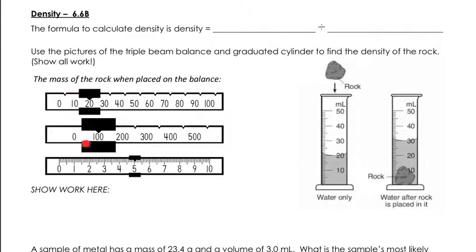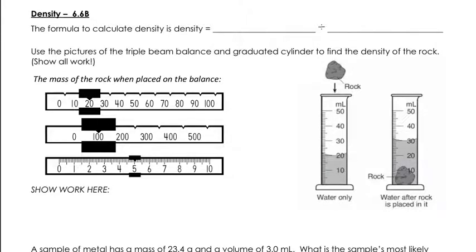So again, on a triple beam balance, make sure that you read the beams correctly. Start with the biggest and then work your way down. Then for a graduated cylinder, you're going to have to use the displacement method.